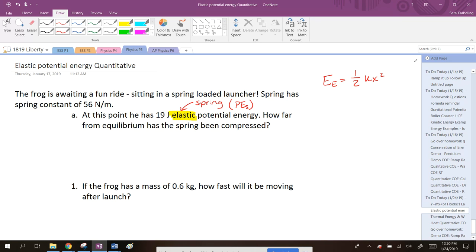I want you to solve this problem using the GUESS method. Givens, unknown, equation, stuff, and then solutions. What's that stuff? Substitution. There you go, and then solution. Once you've got part A, then try this other one. If the frog has a mass of 0.6 kilograms, how fast is he going to be going after he's launched?